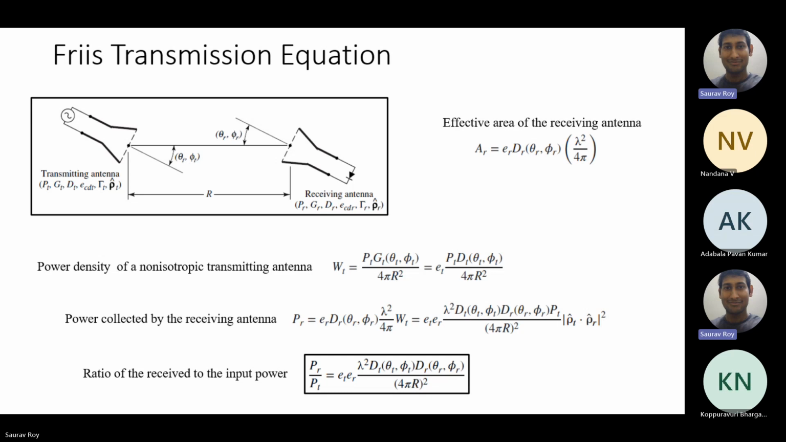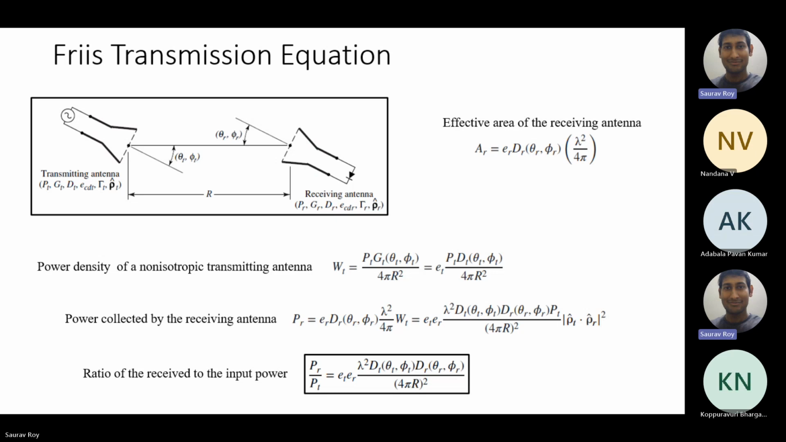The way they did it is that WT has been replaced by the first equation. If you do that, it becomes all the other components. Now you have DT and DR, the directivity of the transmit and receive antennas, as well as ET and ER, the losses or efficiency of the transmit antenna and receive antenna, both of them. And rho T dot rho R is the polarization mismatch factor between the two antennas.